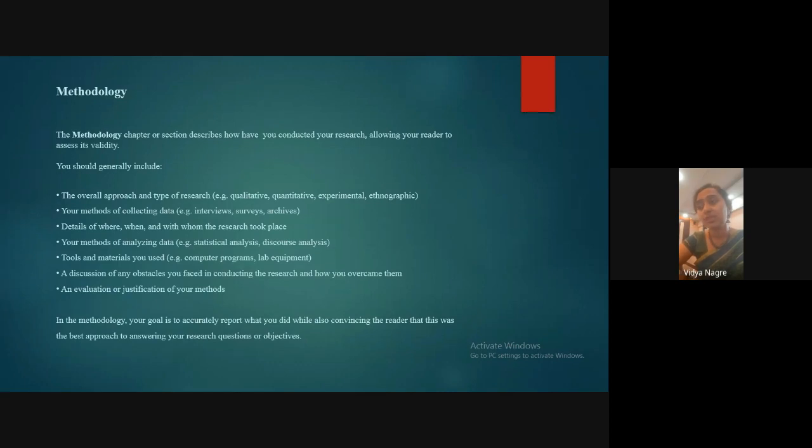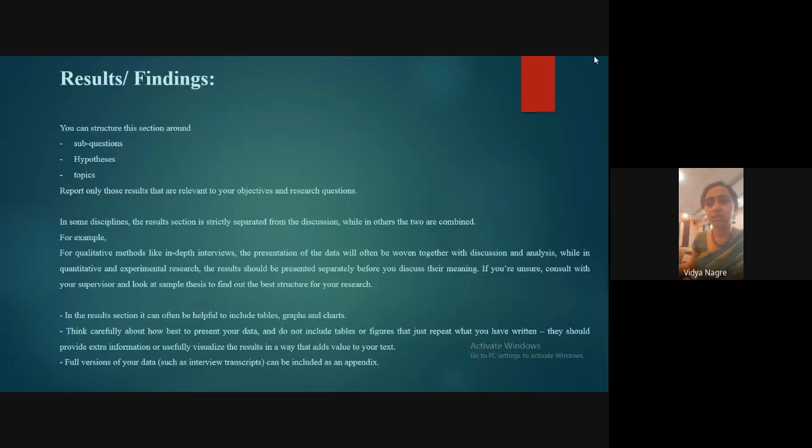Thereafter, statistical analysis is there, where you deal with stats, data, numbers. Then discourse analysis, where we study speeches, pieces of speeches, oral or written, and then analyze those. Then you can use tools like computer programs, libraries, something like that to conduct your research. Next slide, please. And you can use various tools like sampling methods, data collection methods, and so on.